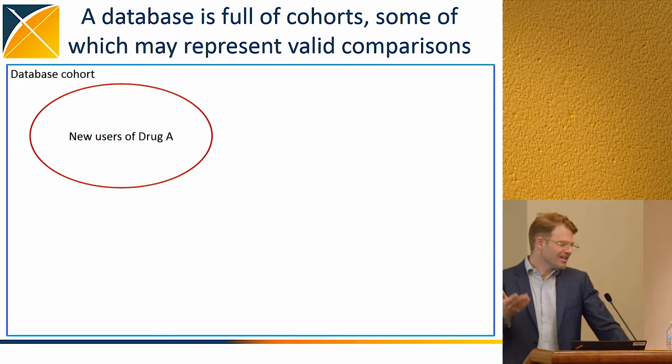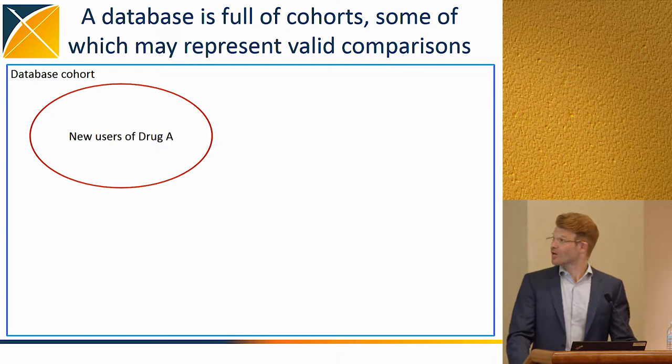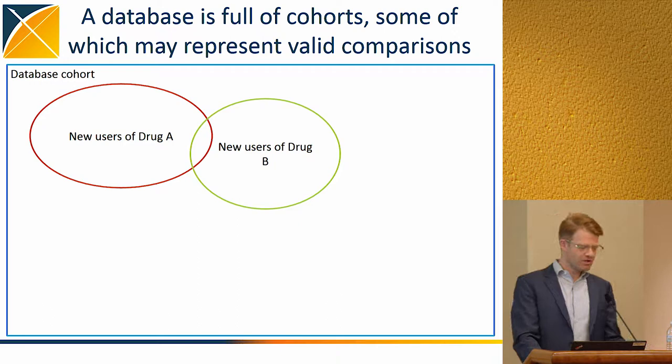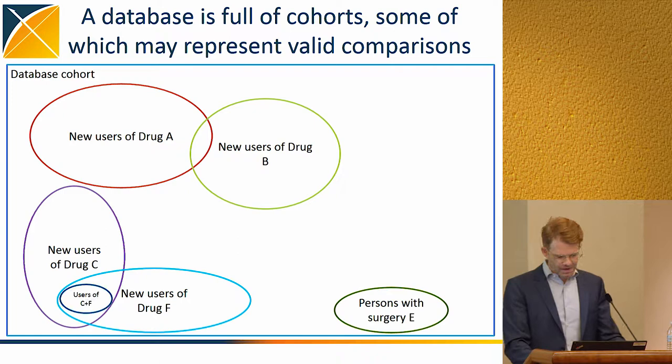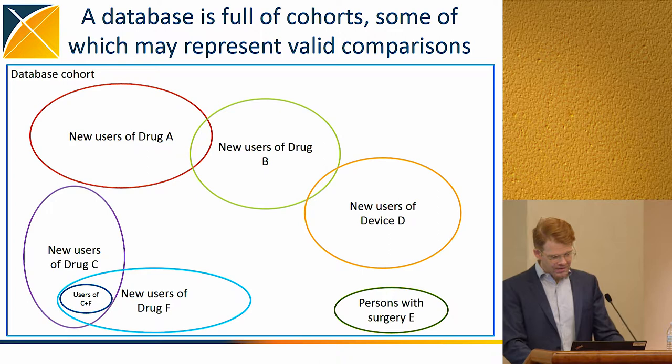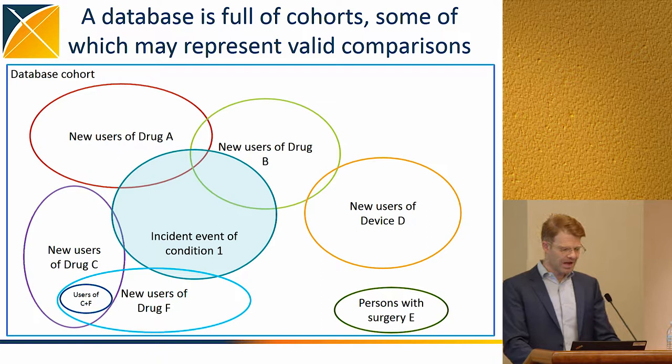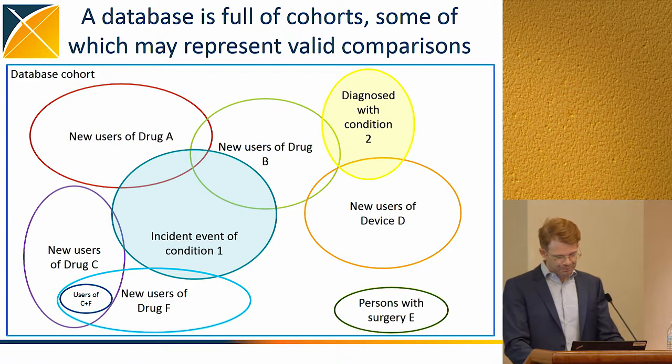Okay, so this square we can think of as a database, or a population, and in this database there are all sorts of cohorts. There's new users of this drug, new users of that drug, and then there's intersections between them, and something else, and it can really fill up. You can define cohorts in every way under the sun, and there's an intersection of new users of C and F, new users of a device. There's often overlap. Here are people who are new users of A and B and had an incident condition one. Sometimes they're all the same people, et cetera.